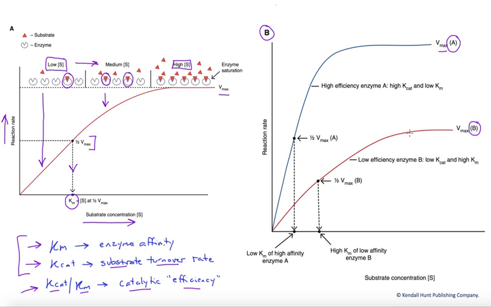In the enzyme B here on the red line, we have essentially the opposite scenario. It's much lower catalytic efficiency because its Kcat is lower, its Vmax is lower at saturating substrate concentration, and it has a much higher Km, right? And so that ratio is much lower, indicating that this would process substrate slower and have lower affinity for the substrate.